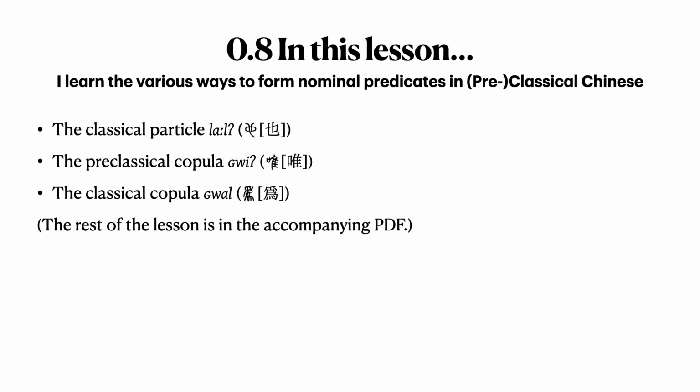So in this first lesson, I will learn the various ways to form nominal predicates in classical Chinese and in pre-classical Chinese, mainly including the classical particle lao, the pre-classical copula gui, and the classical copula guao. Even though I use these reconstructed phonological forms and try to pronounce them, that's not the main point because in this tutorial, I will mainly be learning the grammar, aka the syntax of this ancient language, whereas the phonetics or the phonological forms are only secondary.